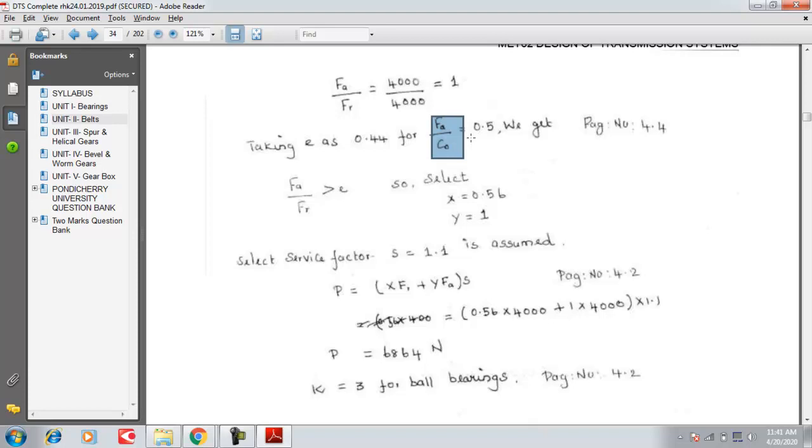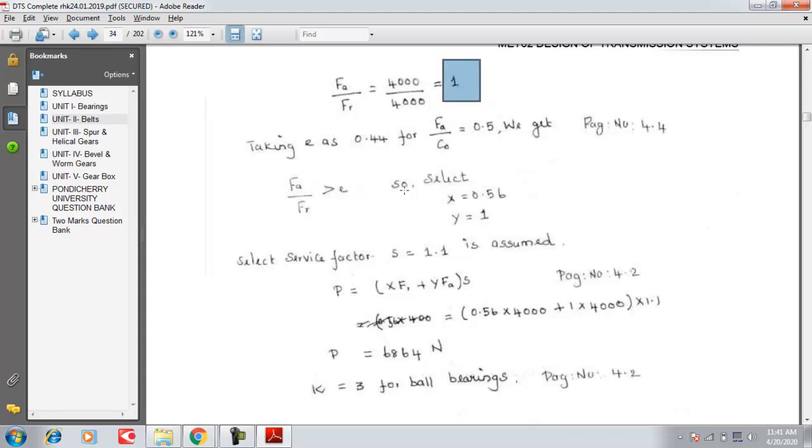You have to choose only the E value, which is 0.44 in that page. You can use that value. For FA by C0 of 0.5, the value of E is 0.44. Since 0.44 is lesser compared to FA by FR, that is 1, 1 is greater and E is less. That is, 0.44 is very less compared to the value of FA by FR.